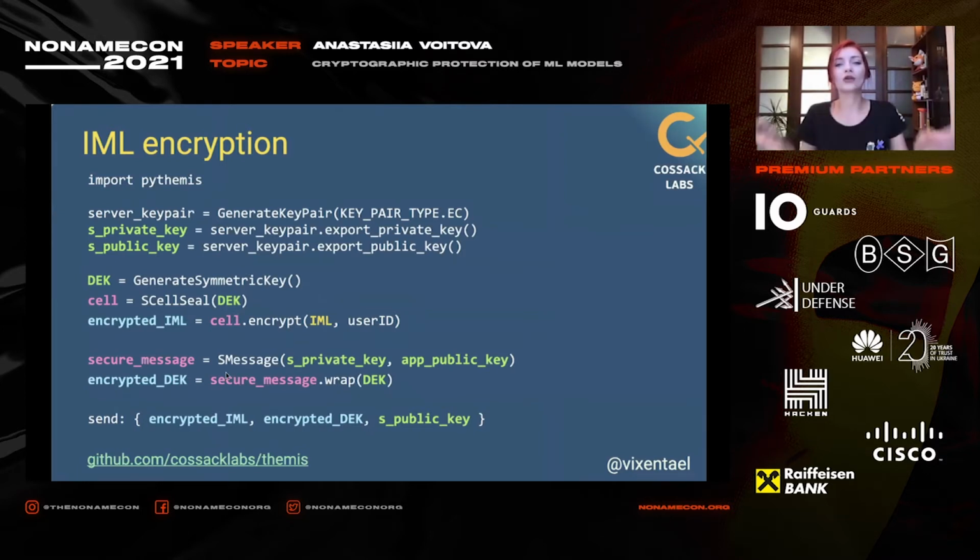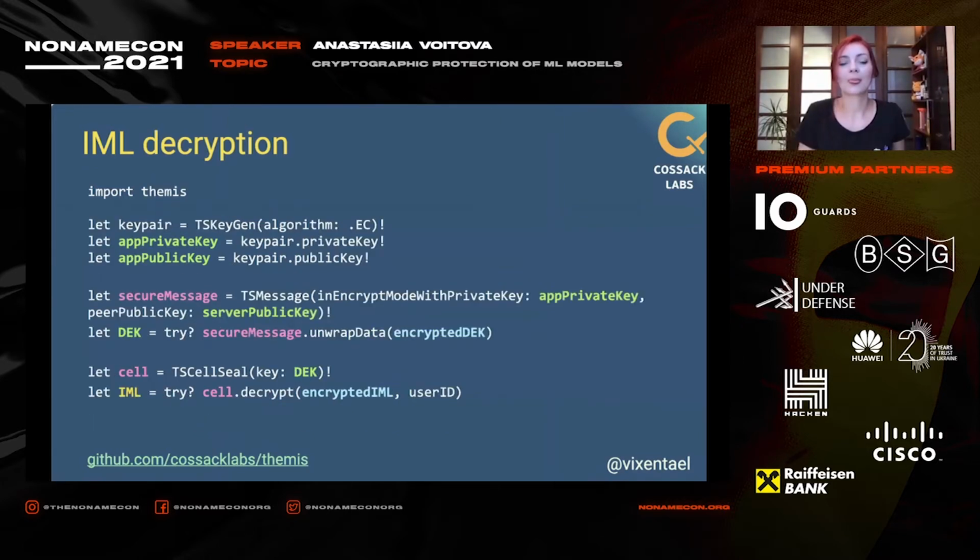This is all the cryptographic code that we need if we use Themis. Themis is a cryptographic library. I will talk about it in 2 slides. So the encryption part, the backend part, as we previously explained: generate key pair, generate data encryption key, temporary, right? Encrypt the model, encrypt the data encryption key, and send the encrypted model, encrypted key, and own public key.